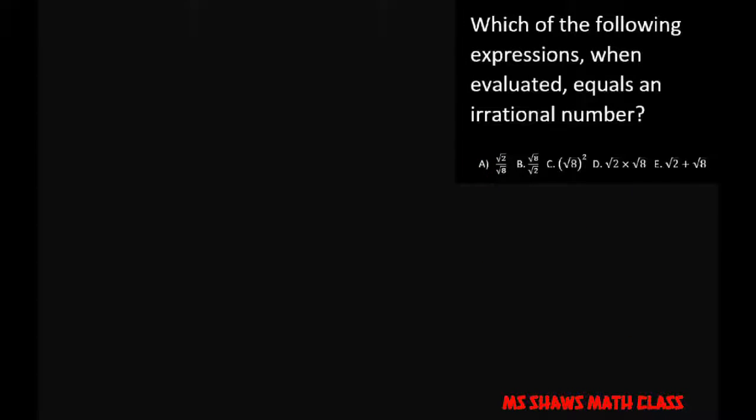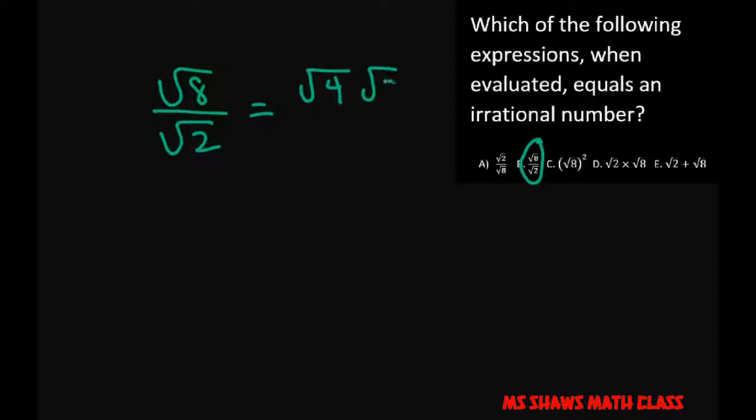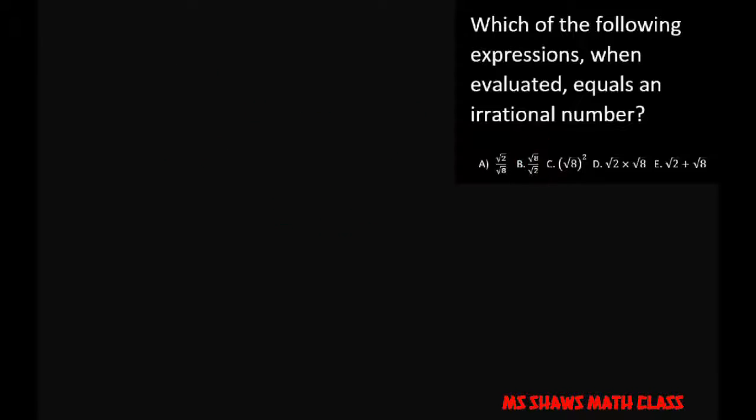Okay, the next one is B. We'll do the same thing with the square root of 8 divided by square root of 2, which equals square root of 4 times square root of 2 divided by square root of 2. These 2 divided equal 1, and the square root of 4 equals 2. And that can be represented as a fraction.